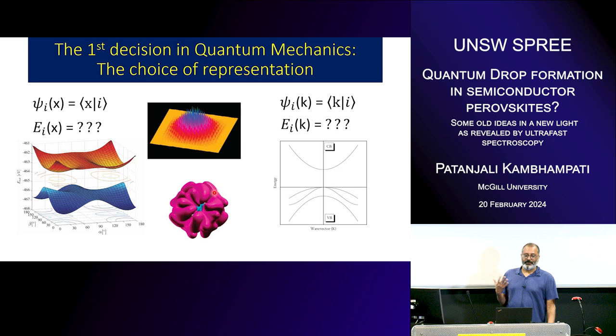So in quantum mechanics, as we're looking at quantum materials, the first decision in quantum mechanics happens for chemists versus physicists, which is, do you work in position space or momentum space? On the left, we have position space wave functions with potential energy surfaces. On the right, we have momentum space wave functions with band structures. In molecules, we have potential energy surfaces because vibrations are very important for addressing the electronic levels. In bulk solids, we have dispersion of the electronic orbitals being more important than vibrations.